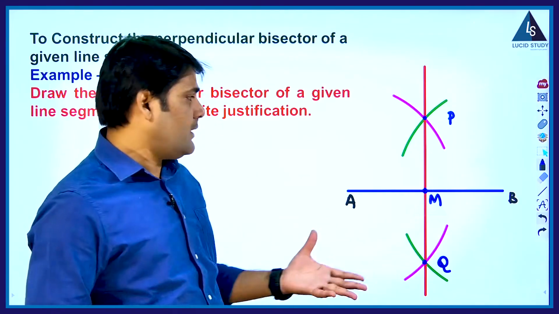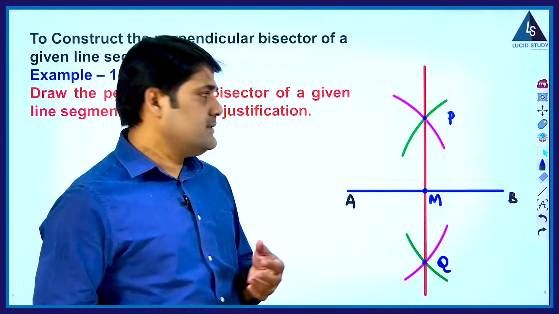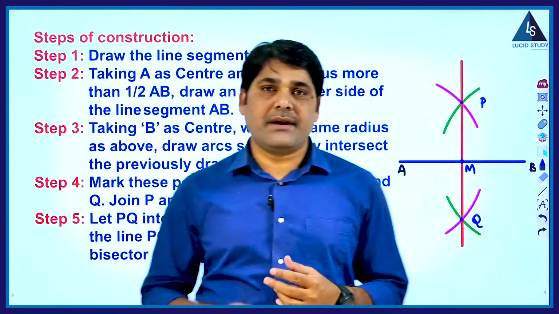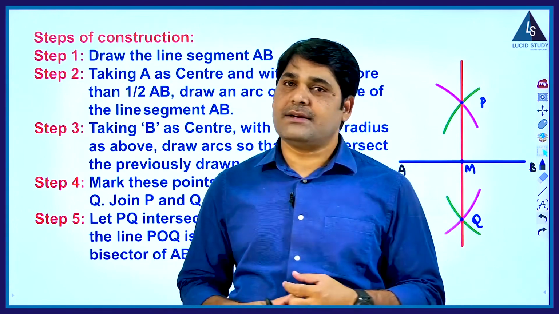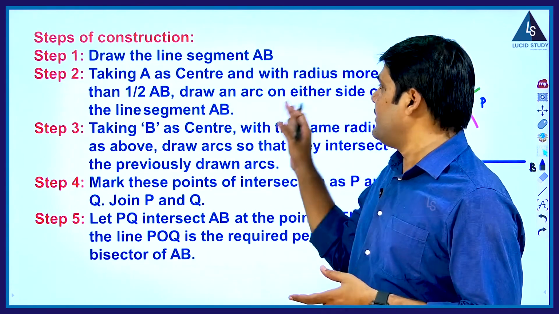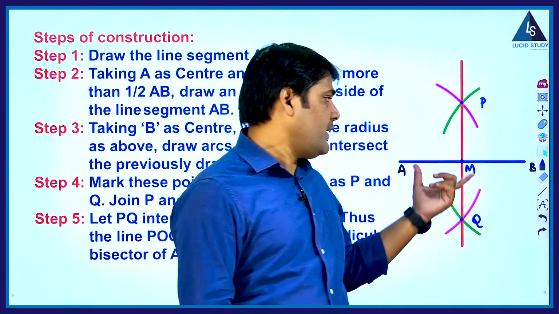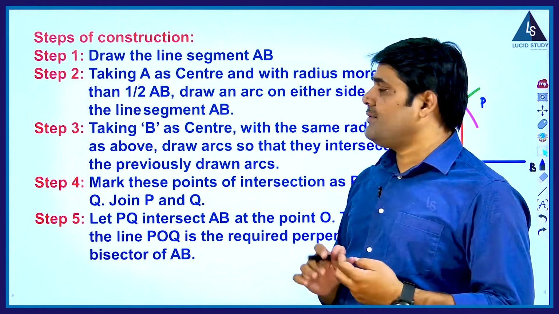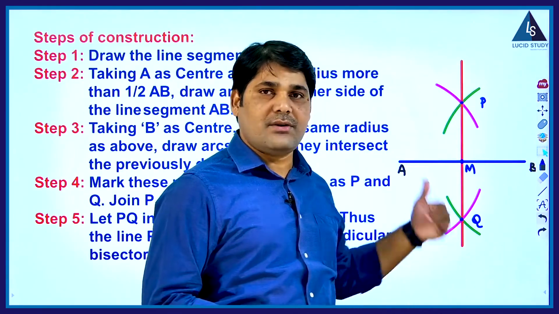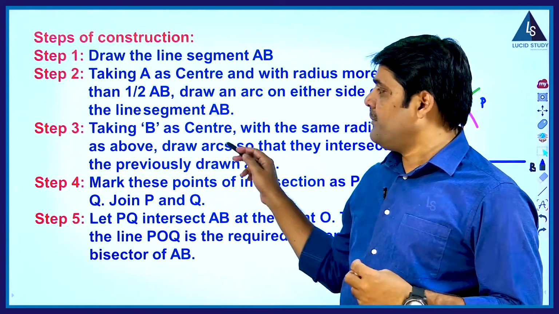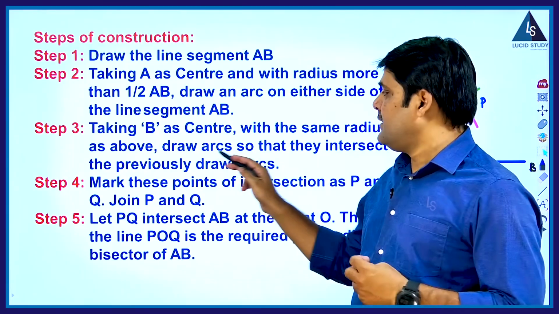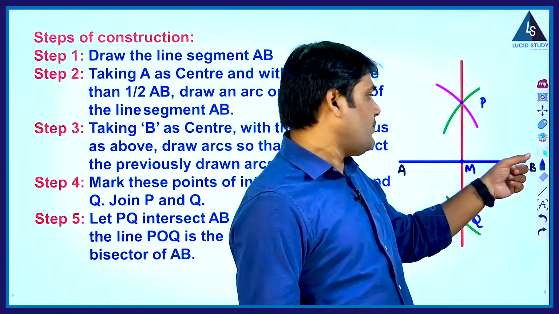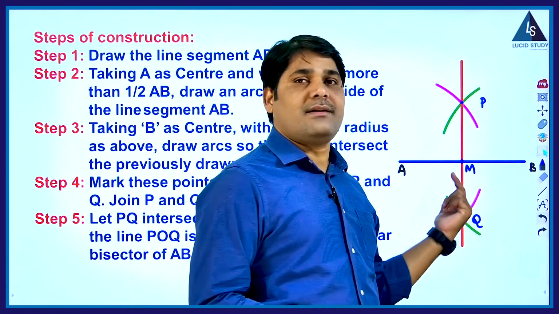So what we did, just recall. In the steps of construction, we discuss again. First, draw the line segment AB. AB line segment we have constructed. Later, taking A as center and with radius more than half of AB, draw an arc on either side of the line segment. That means one upside, one downside. Now again, taking B as center with the same radius, draw arcs that intersect the previously drawn arcs. So from center B we have intersected these two arcs.